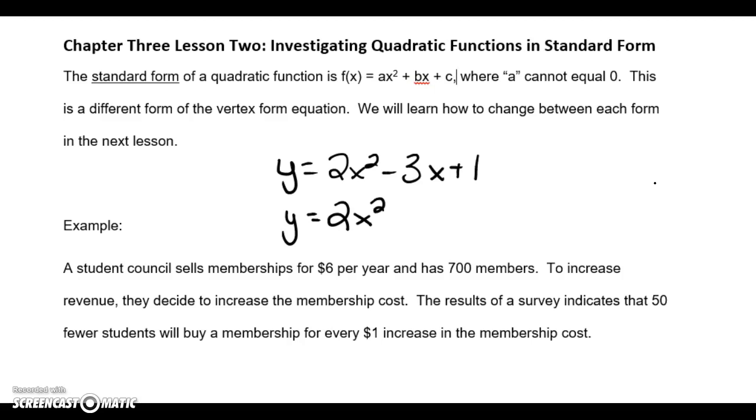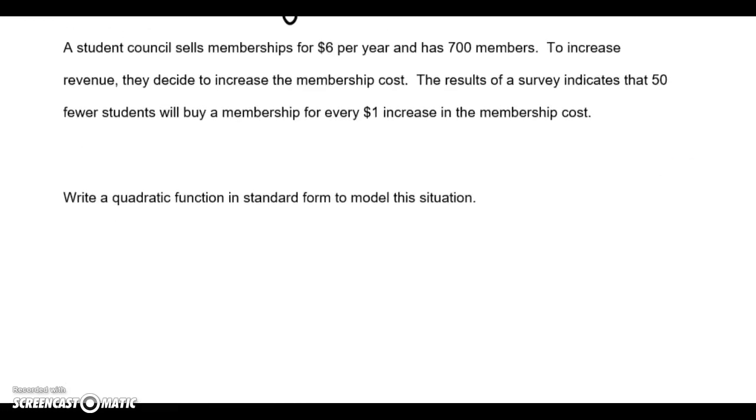So what we're going to do here is example 2a from your notes. A student council sells memberships for $6 per year and has 700 members. To increase revenue, they decide to increase the membership cost. The results of the survey indicate that 50 fewer students will buy a membership for every $1 increase in the membership. So what we need to do in this question is write a quadratic function in standard form to model this situation.